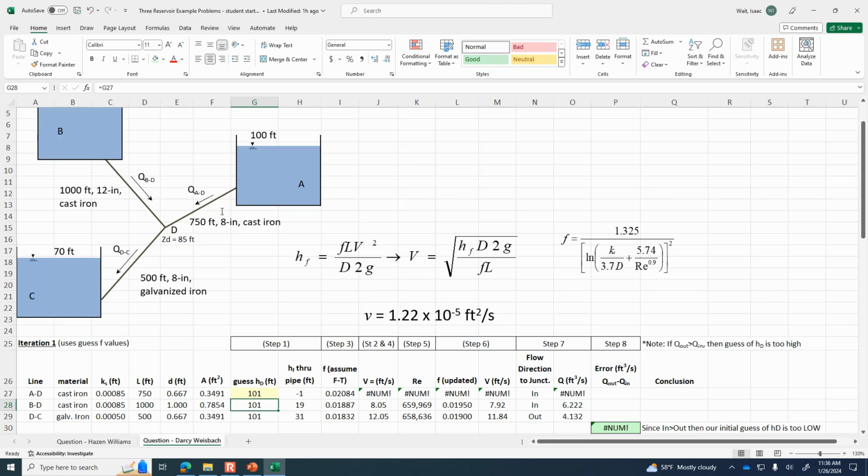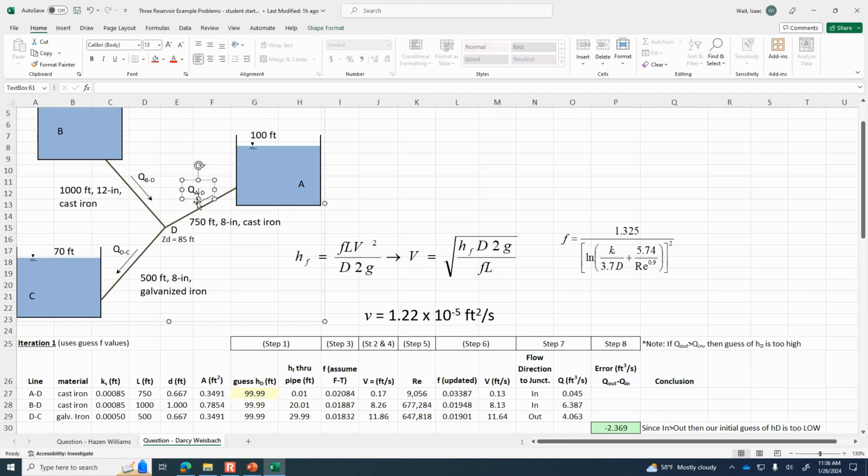Well, the flow direction is going to change. As it now seems likely, because at 99.99 the guess at D is still too low, that probably means there's more than 100 feet of head at D. So I'm going to have to change a few things structurally in my solution, because if the head at D is more than 100, then that changes this flow direction to be into the reservoir rather than out of the reservoir.